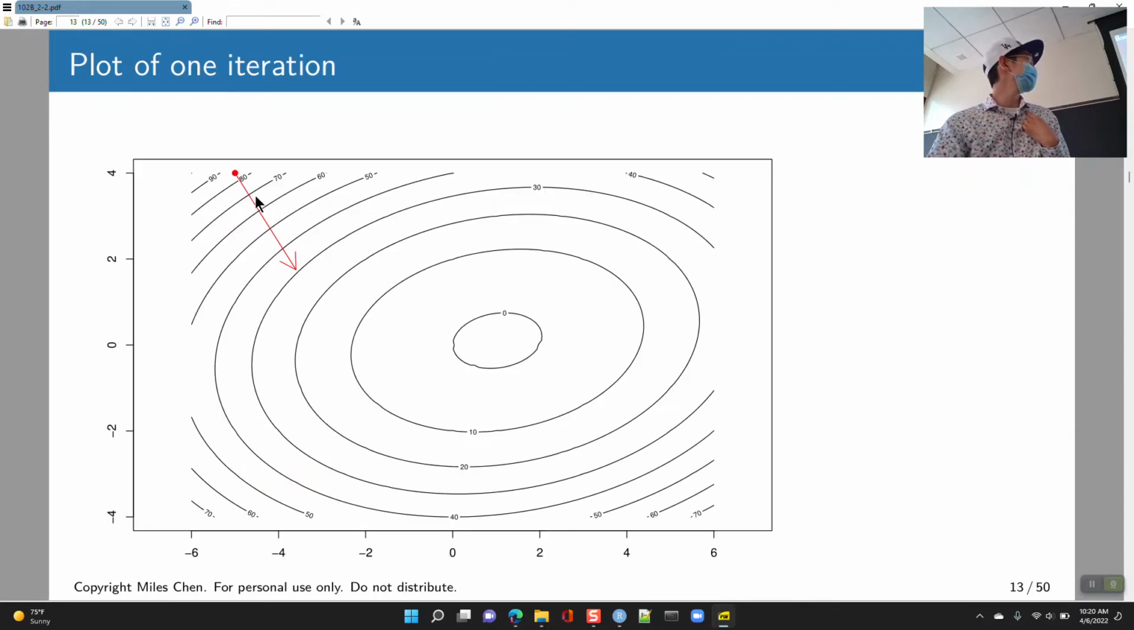And then again, plotting that, we started off at -5, 4. We end up at -3.6, 1.75.